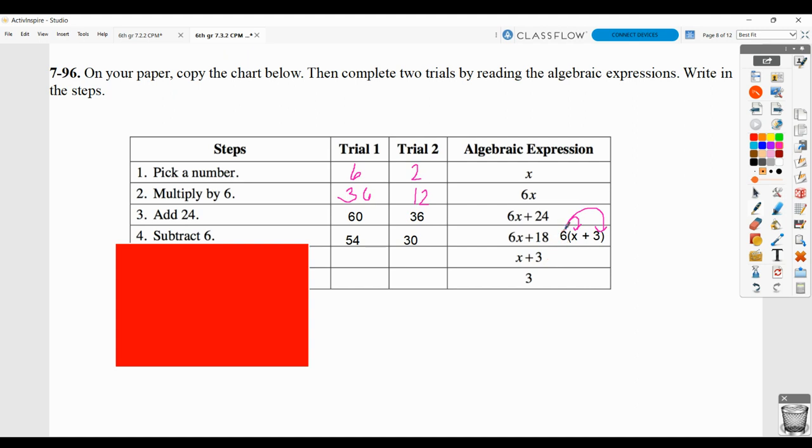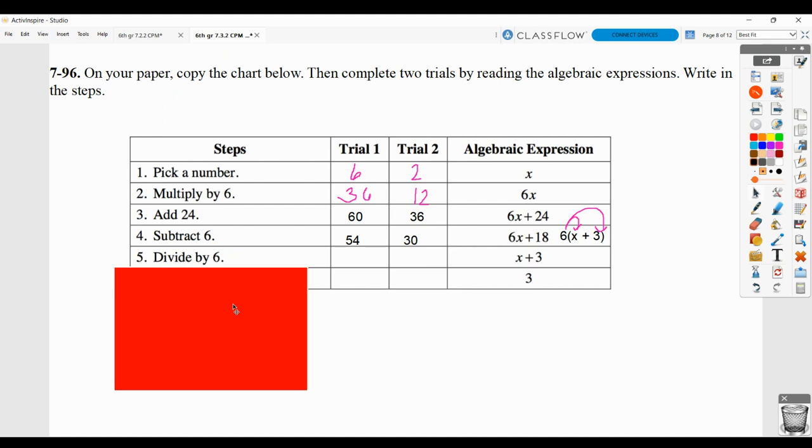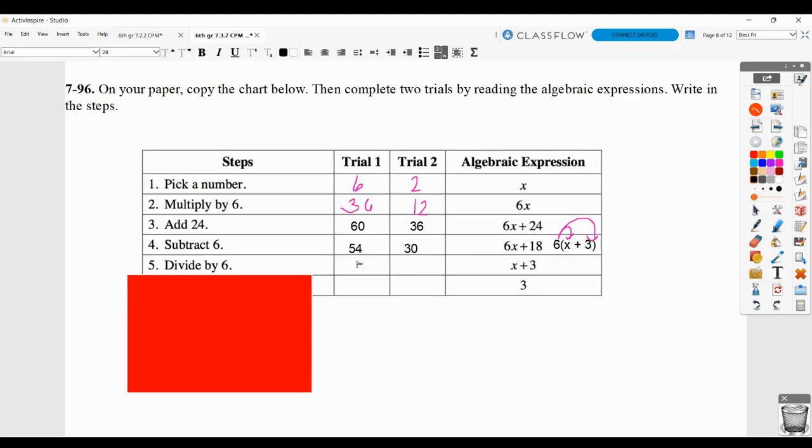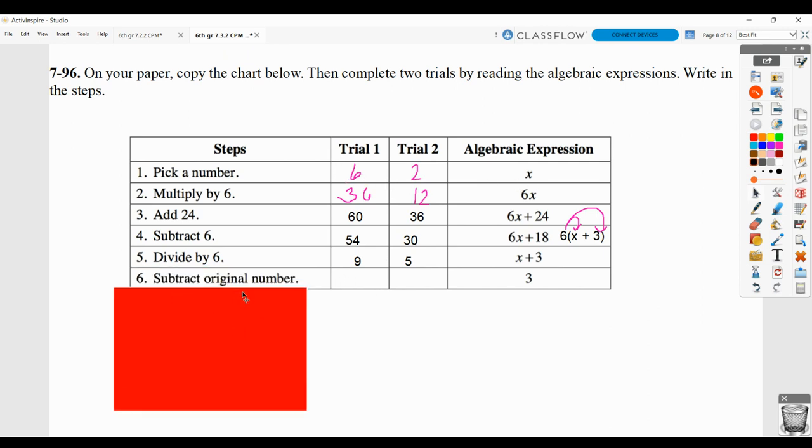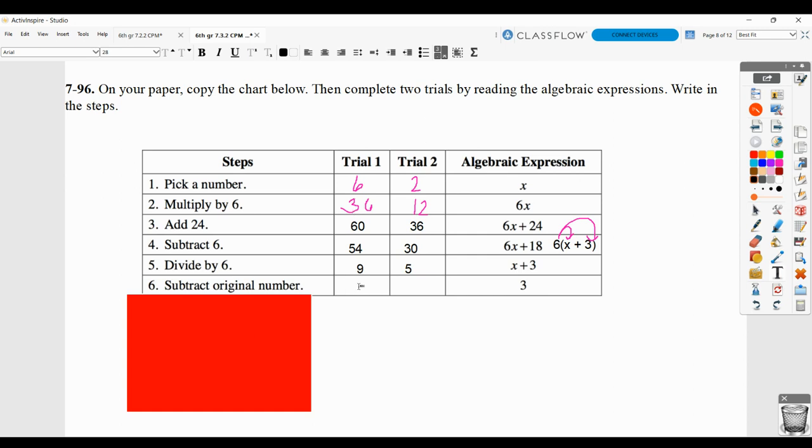Well, we must have divided by that 6. So divide by 6 is the next step. 54 divided by 6 would be 9. 30 divided by 6 would be 5. And then we have x plus 3, but now we just get 3. So what did we do to get from x plus 3 to 3? We must have subtracted the x. Well, what's the x? It's the original number. So subtract the original number. If I take 9 and subtract 6, I'll get 3. If I take 5 and subtract 2, I'll get 3. And of course, if you've done it right, you should get 3 for both trials.